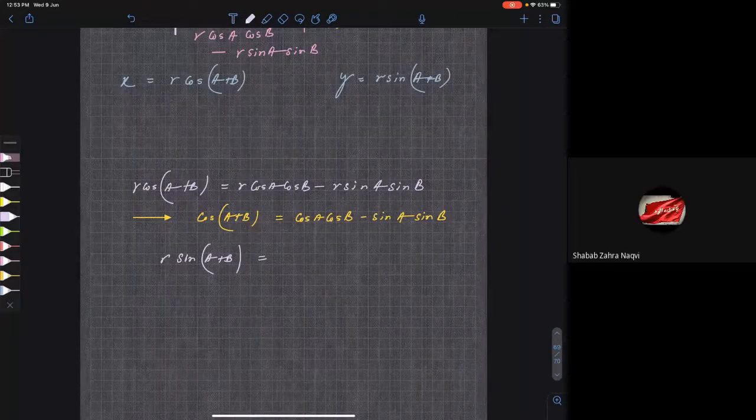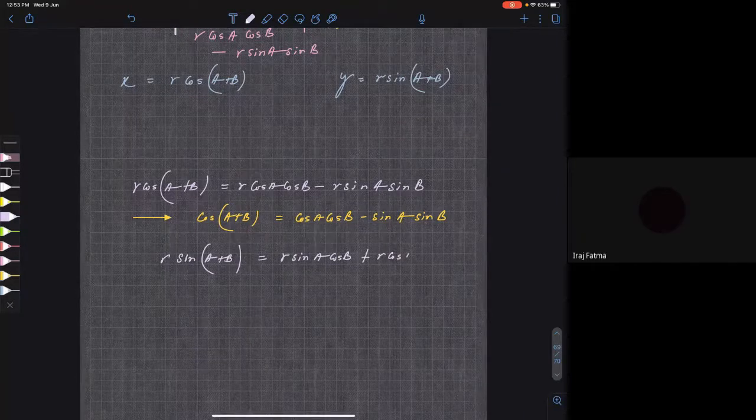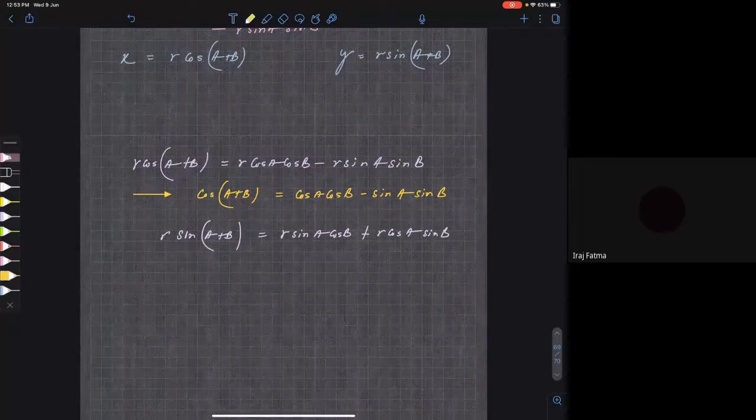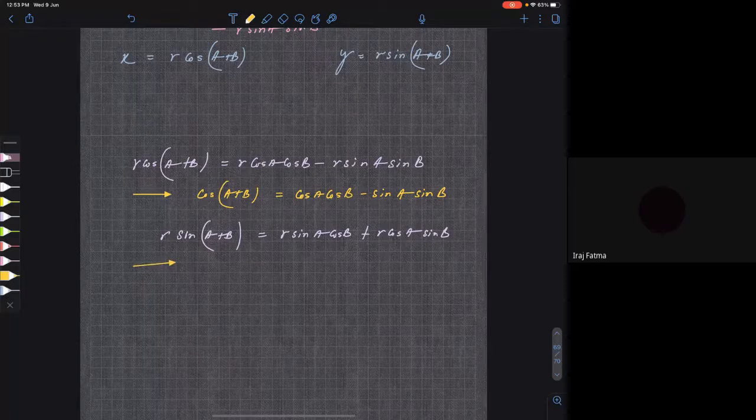R sin A cos B plus R cos A sin B. Clear? So R will cancel and what will you get? Sin(A plus B) is equal to sin A cos B plus cos A sin B. Clear?